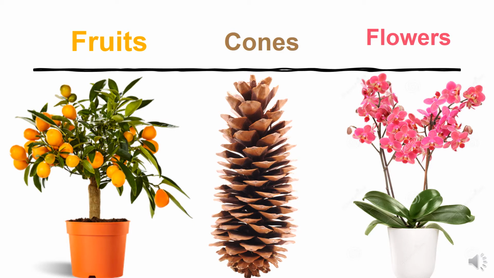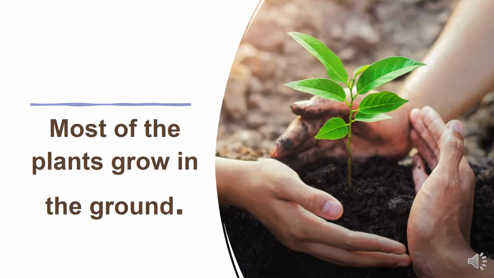Some plants are called fruity plants. That means they hold fruits. Some of them hold cones, and some of them hold flowers from top. So we have different types of plants. Some of them hold fruits, some of them hold cones, and some of them hold flowers.